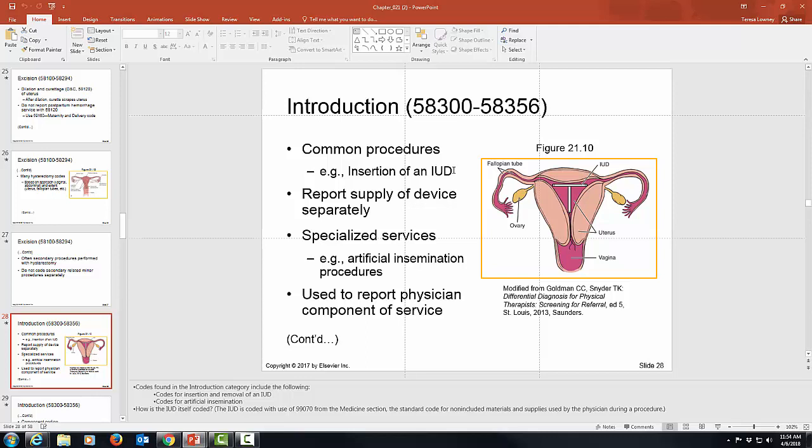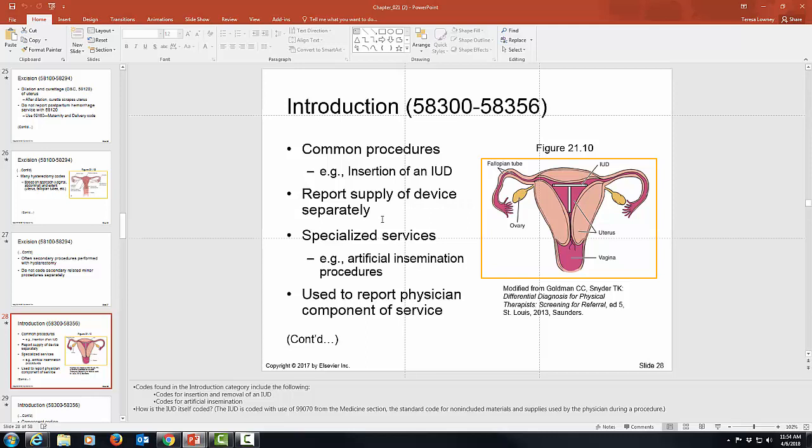Very common procedures, for example, the insertion of an IUD. The illustration here is also on page 580, and it gives you a really good idea of how this is coded. Again, you need to make sure that you're reporting the supply of the device, not only so that the patient is charged and the insurance gets paid, but it's also an inventory check.